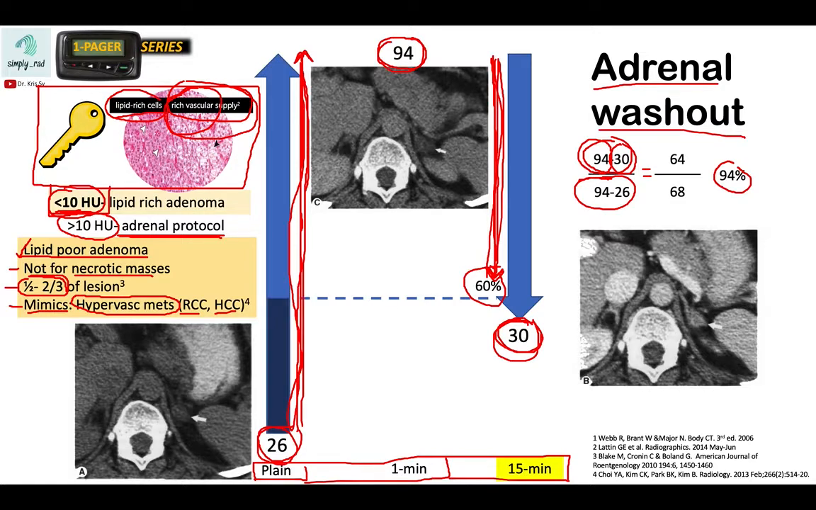And that hypervascularity is responsible for that. Therefore, if we get this one, it is suggestive of an adrenal adenoma. You may have heard of a relative percentage washout.